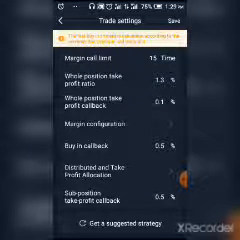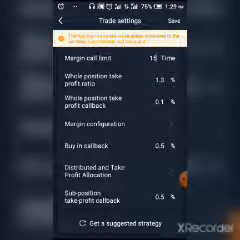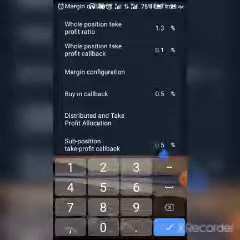Once you click confirm, your sub position take profit callback, you leave it, you put it at 0.1.